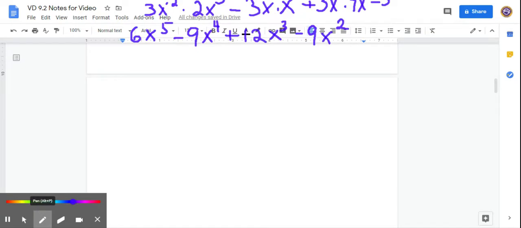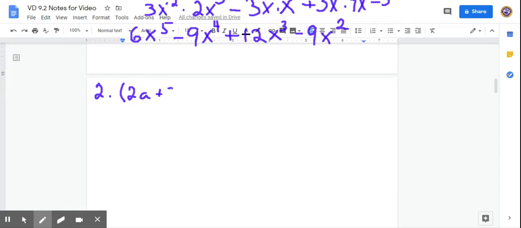Example number 2. You have 2a plus 3 times the quantity a squared plus 3a minus 4. So now you're going to distribute the 2a over each term in that second parentheses, and then you're going to distribute the 3 over each term in the second parentheses. Then you have to add like terms.